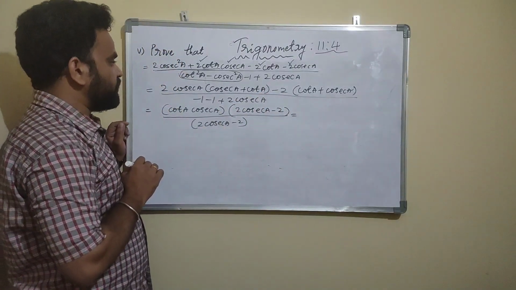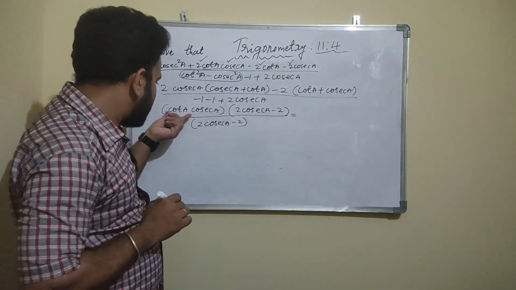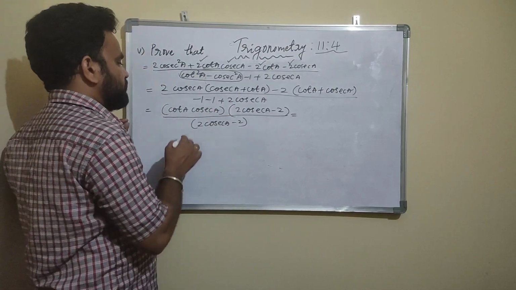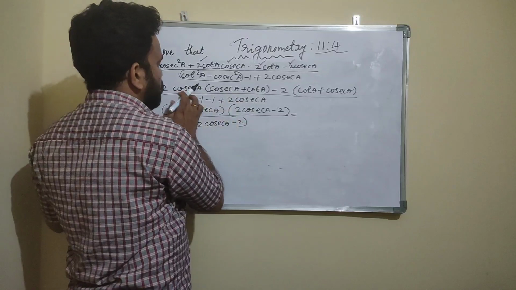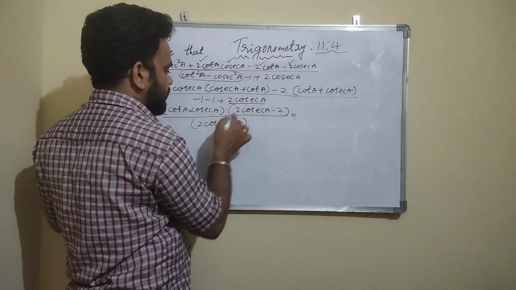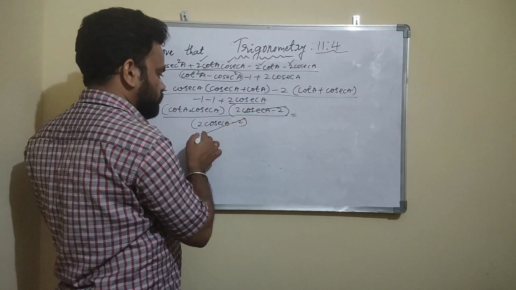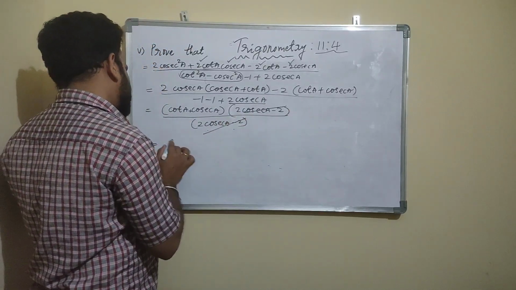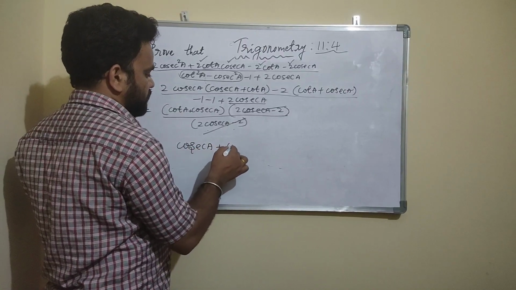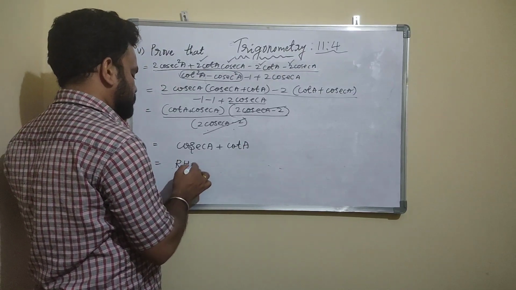Am I clear? Now you see, here also cosec A plus cot A. Here also cosec A plus cot A. I will take cosec A plus cot A common. What is remaining here is 2 cosec A minus 2, divided by this, 2 cosec A minus 1 is minus 2, so that I can cancel: 2 cosec A minus 2, 2 cosec A minus 2 cancel. What is remaining is cosec A plus cot A, or cot A plus cosec A, that is RHS.